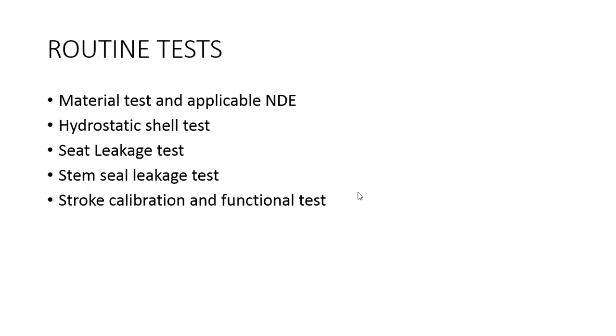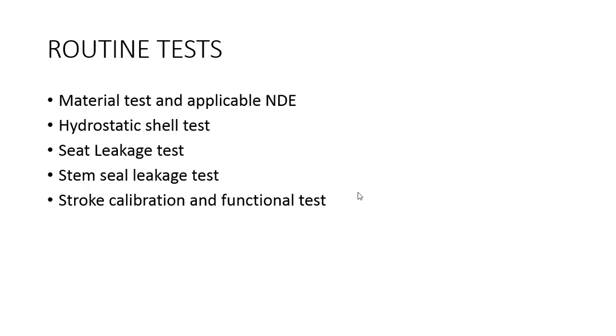Next is the stem seal leakage test. Any leakage from the stem area is to be checked. Simple leak detection can be soap poured over the packing area. For other critical valves with bellow seal or with toxic fluid, a helium leak test can be performed. ISO 15848 standard is used in that case.